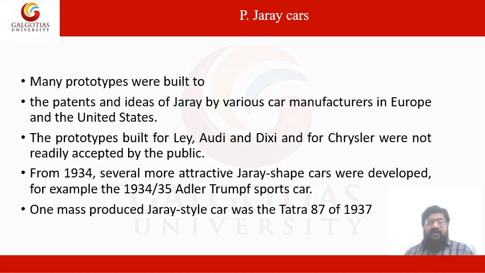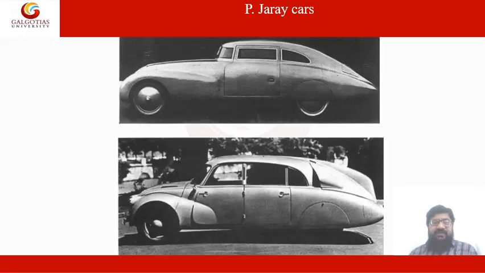So one of the most popular Jaray-style cars was the Tatra 87 of 1937. So this is the Tatra, a Jaray type of car. You can see the rear is like an aerofoil. The wheels are quietly covered.